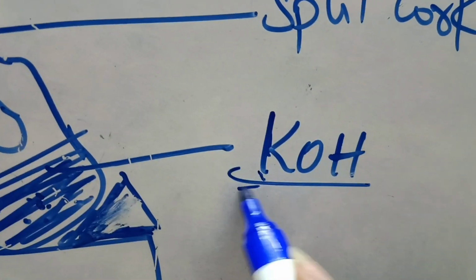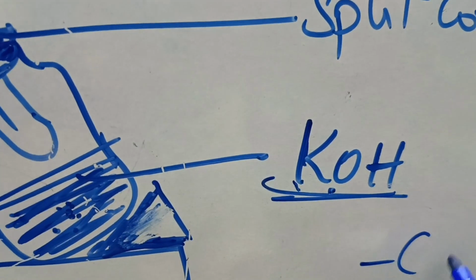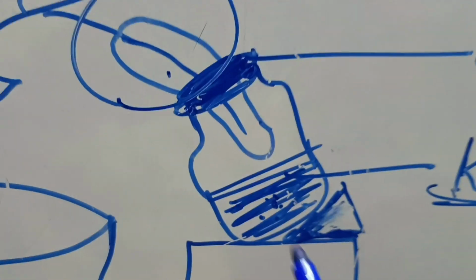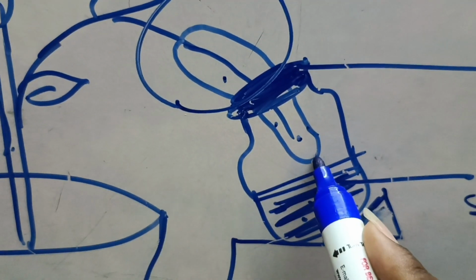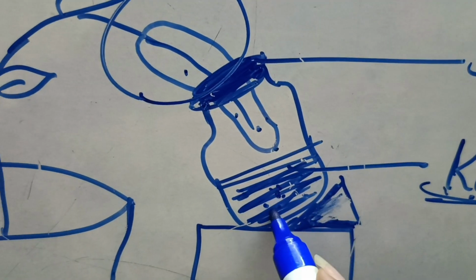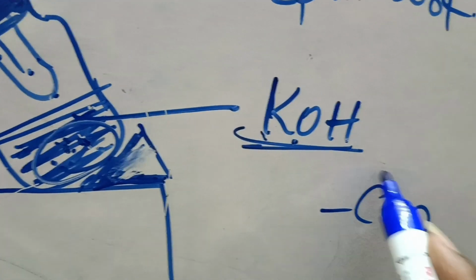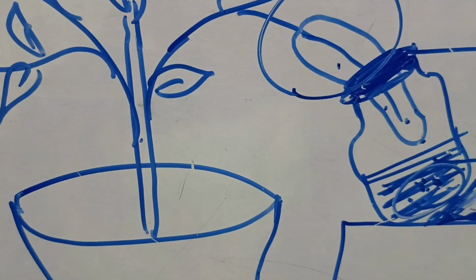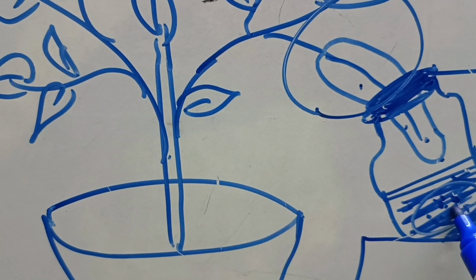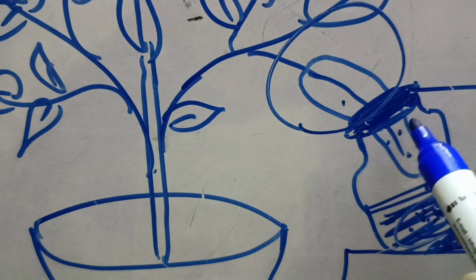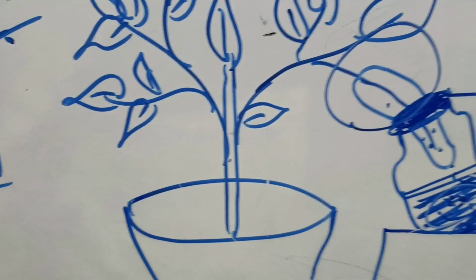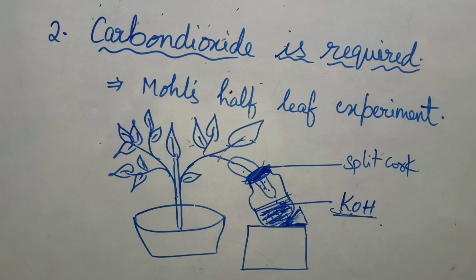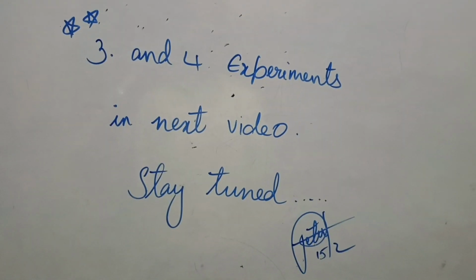It indicates that there is no starch present, so no photosynthesis. What does the KOH do in this experiment? It will absorb the carbon dioxide which is present. What is the role of KOH, potassium hydroxide? It will absorb the carbon dioxide from the jar. Whereas the outer part has carbon dioxide, so photosynthesis takes place, but the inner part does not have carbon dioxide. This is to prove that carbon dioxide is required.